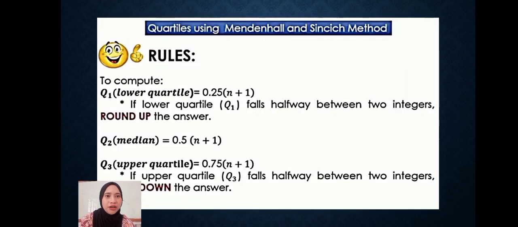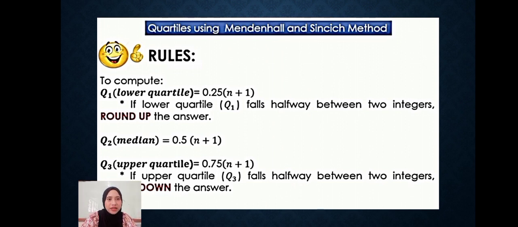So now we have quartiles using the Mendenhall and Sincich method. We have these rules. To compute quartile 1, or Q1, the lower quartile, the formula is 0.25 times n plus 1, where n is the number of the sample that we have.